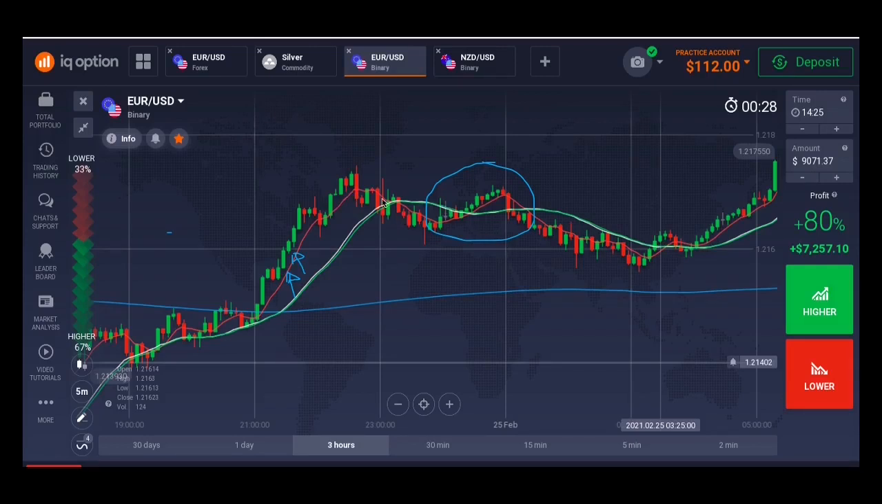Then you wait for it to retrace again. You wait for this candle not to touch the red moving average. You buy. You buy here. You can see if you lose, you buy at the next candle. You're in the money. You wait for it to retrace again.